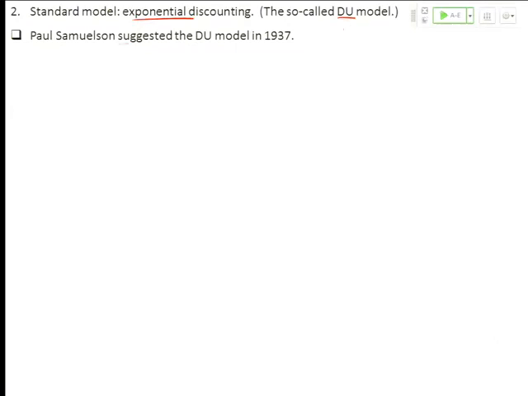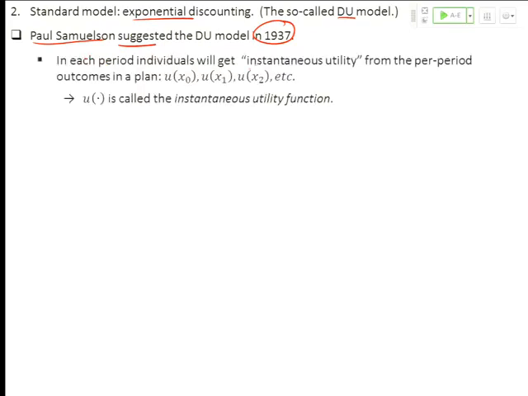This was suggested in 1937 by Paul Samuelson, who is one of the sort of biggest names in all of neoclassical economics. Okay. And here's how it works. In each period, individuals will get what he referred to as instantaneous utility from the per period outcome in a plan. So the outcome is x naught, and the instantaneous utility, the utility that you get in period 0 from the outcome x naught in period 0 is u of x0, okay, and similarly all the way up.